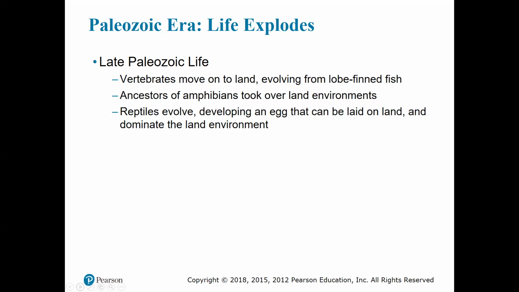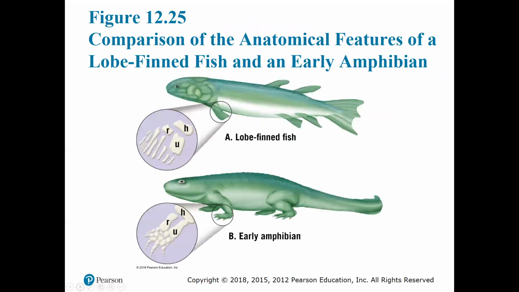So reptiles began to take over the terrestrial environment because they were the first group that really had all of the necessary adaptations to be able to do that with the development of the amniotic egg. Amphibians have to lay their eggs in water, but reptiles have eggs that have a hard shell, so they can be laid on land.